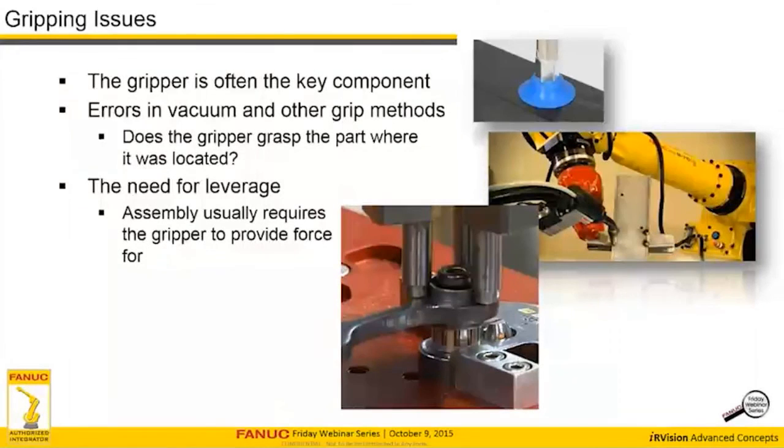Gripping issues. The gripper is often the key component. I guess key component is a good term. iRVision being the key technology, let's call the gripper the key component. We know the robots are precise. We know the robots deliver the performance we want them to deliver. Where we have to really concentrate our efforts is in the iRVision as a technology, and I want to share with you the idea that the gripper is sometimes the key component.